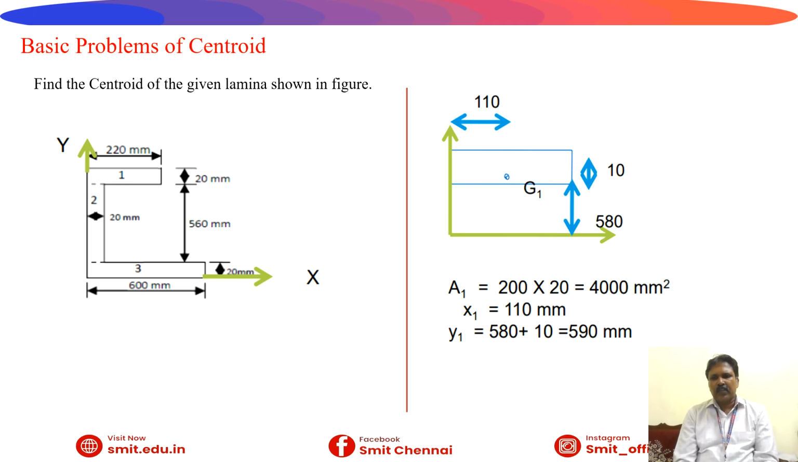The first section, section 1, we can see on the right hand side of the slide. We can see the sketch and tell where the centroid will act. It's a rectangle piece only, so half of the distance, that is 110. Then along the y axis we have to add all the distances, that is 560 plus 20, that is 580, upon 20. What is the center of gravity of the depth of the rectangle? That is 20 by 2, that is 10. Upon adding you will get 590 mm. X1 equals 110 mm. Area is nothing but 200 into 20, that is 4000 millimeter square.